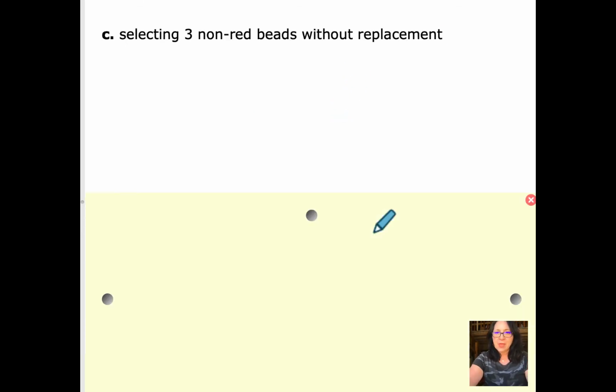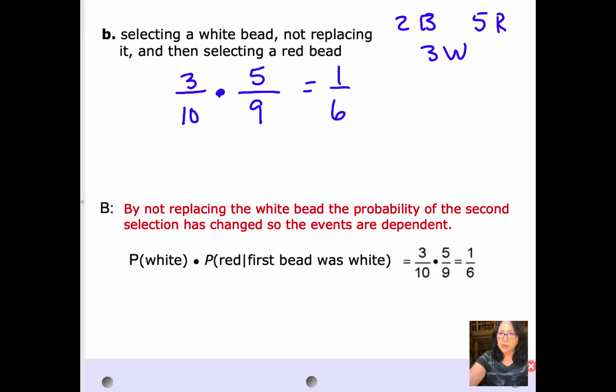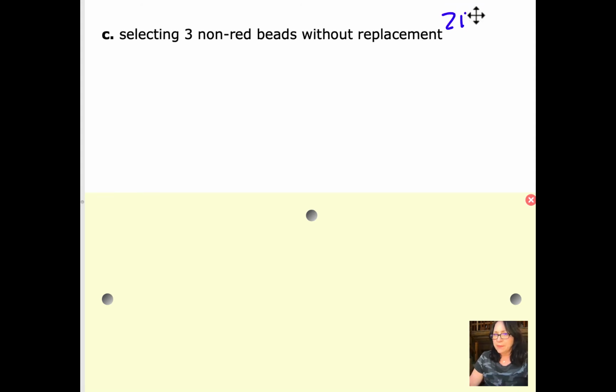There we go. Selecting 3 non-red beads. So again, we had 2 black, 3 white. So we had 2 black, we had 3 white, and then we had 5 red. So selecting 3 non-red beads without replacement. So the first option, right, what's my first option? My first option is getting, I think, what is that? 5 out of 10, because that's non-red, right? So 5 out of 10.